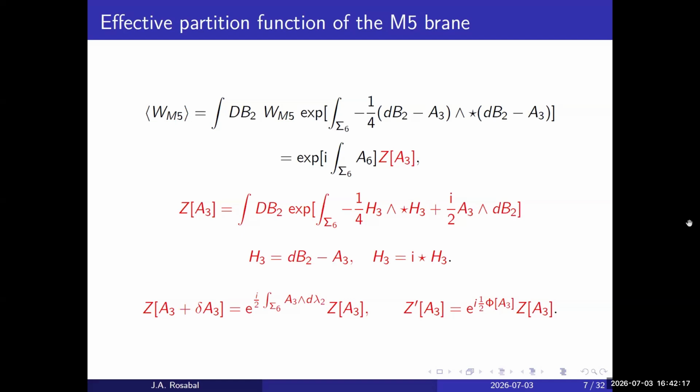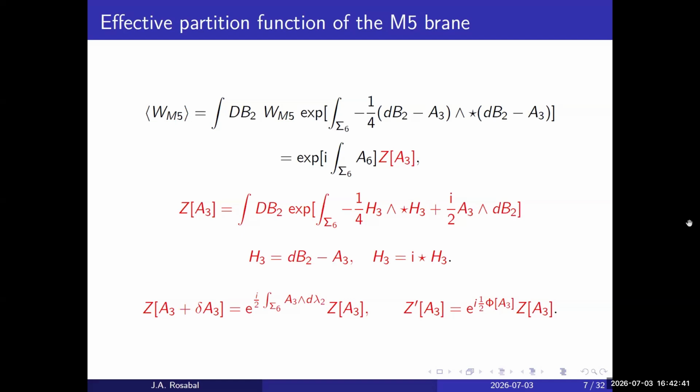You say you integrated out B2, but B2 is still there. This is the path integral. This is the integration out of B2. Yes, it's still there, but it's integrated. It's there, but it's inside the integral.